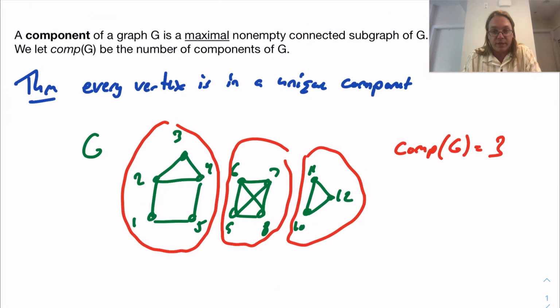Each of those 3 subgraphs is a connected component. What you're seeing here is that each vertex of the graph is in a unique component, and that's the statement of the theorem. Anytime I give you a graph, there's going to be a partition of the vertex set, and each block of that partition gives you a connected subgraph. You can get from any vertex to any other, and you aren't going to have any edges between the different components because that would allow you to grow those things.